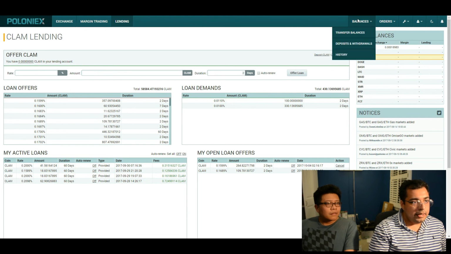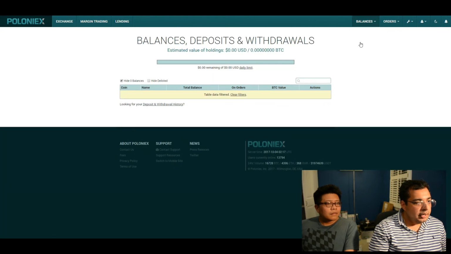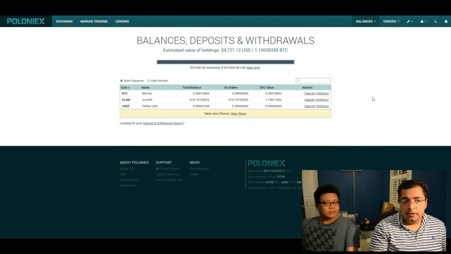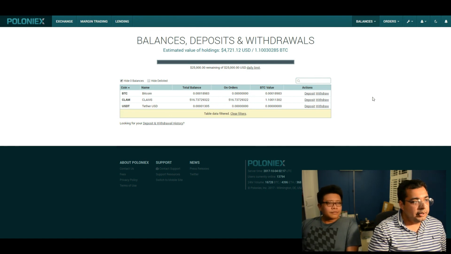I can go back to balances, deposit, and withdrawals, and it shows that I have 516 clams out on orders to lend. So that's a good review of how to get your lending started on Poloniex. And in the next video we can discuss more about how to convert the money back to wallets and how to save them on or off the exchanges. Alright, so let's get to it.